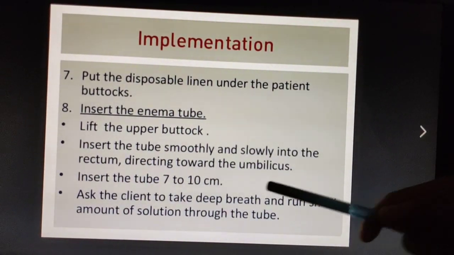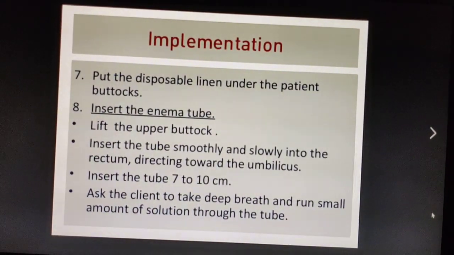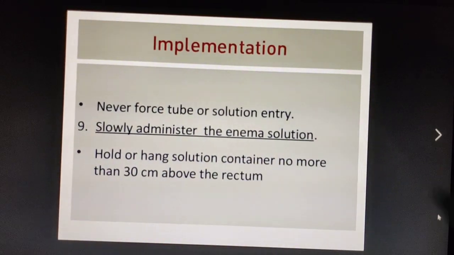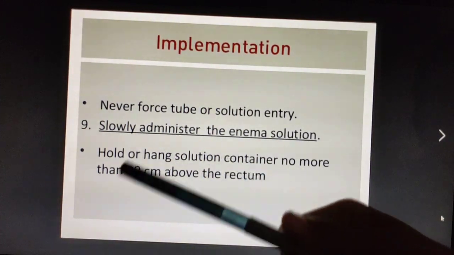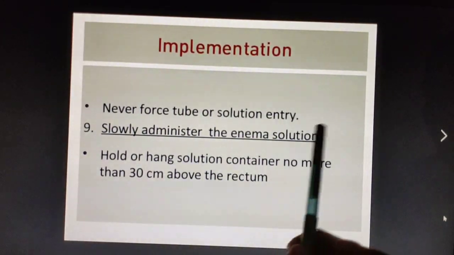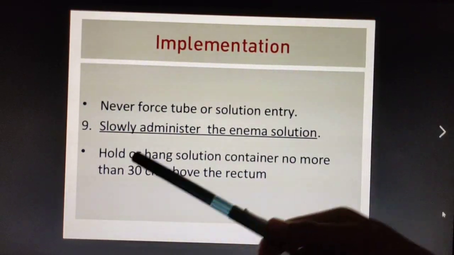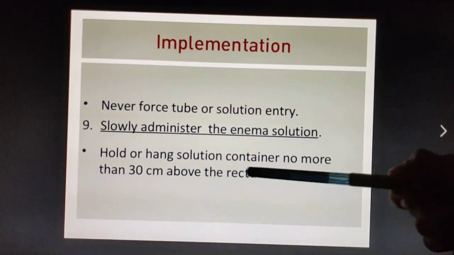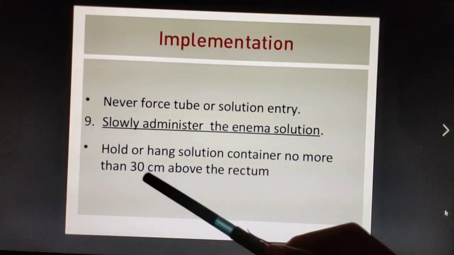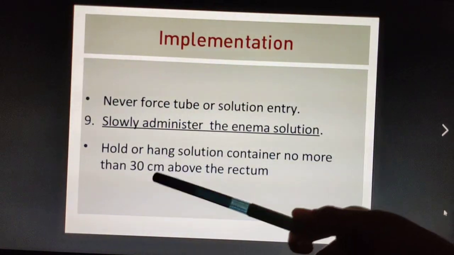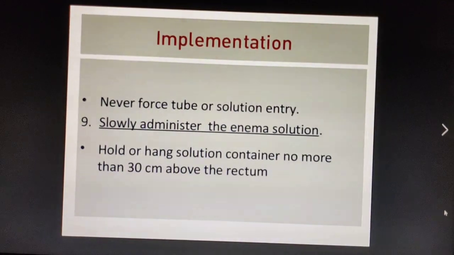We tell the patient to breathe deeply. Then very slowly we administer the fluid. Never force the tube. The solution also should go in a very slow manner. Then slowly administer the enema solution as I told before. Then hold or hang the solution container no more than 30 centimeters above the rectum. Exactly 3 feet or 30 centimeters above, we have to fix this enema can or enema bag.